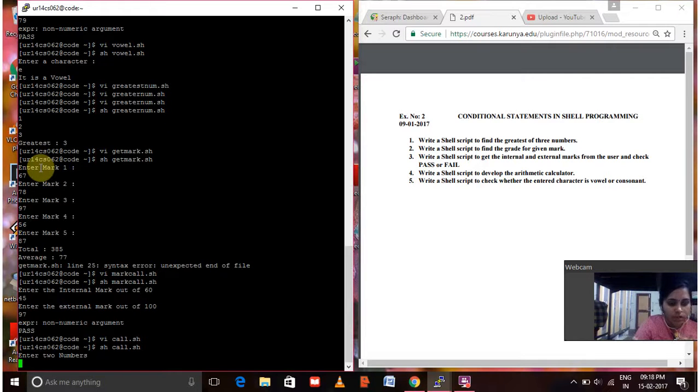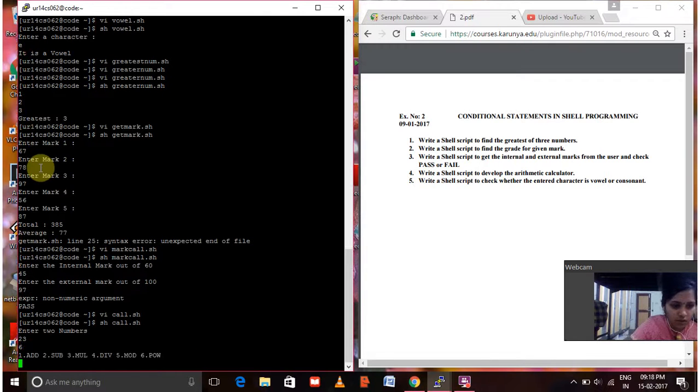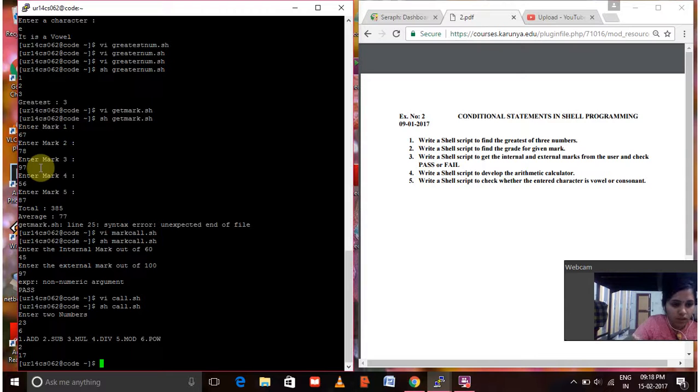In that, I am going to enter two numbers. Two numbers are entered, and I have chosen the option as 2, which is subtraction. It subtracted the given numbers and gave the output.